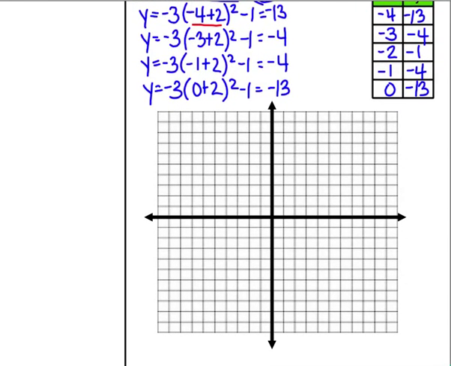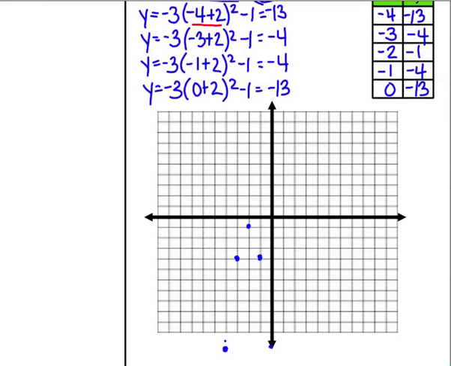So we have (-4, -13), counting 1, 2, 3, 4, 5, 6, 7, 8, 9, 10, 11, 12, 13. Yes, it does go off the graph. We will make do. (-3, -4), (-2, -1), (-1, -4), and (0, -13).